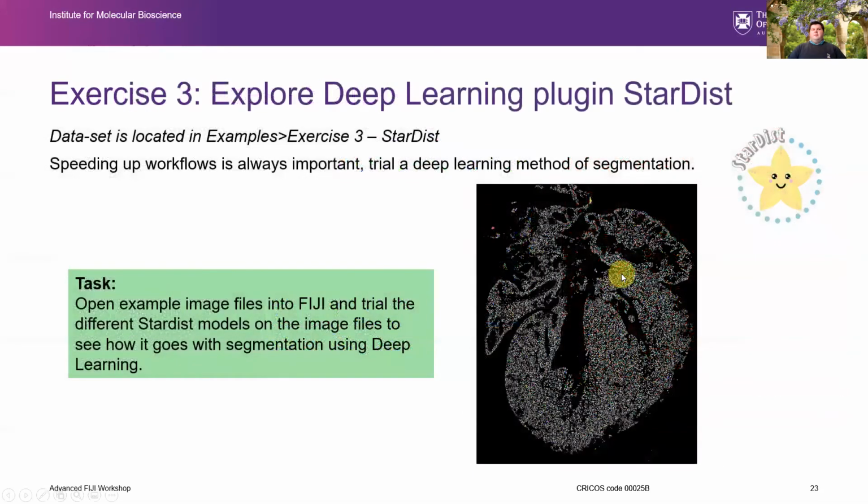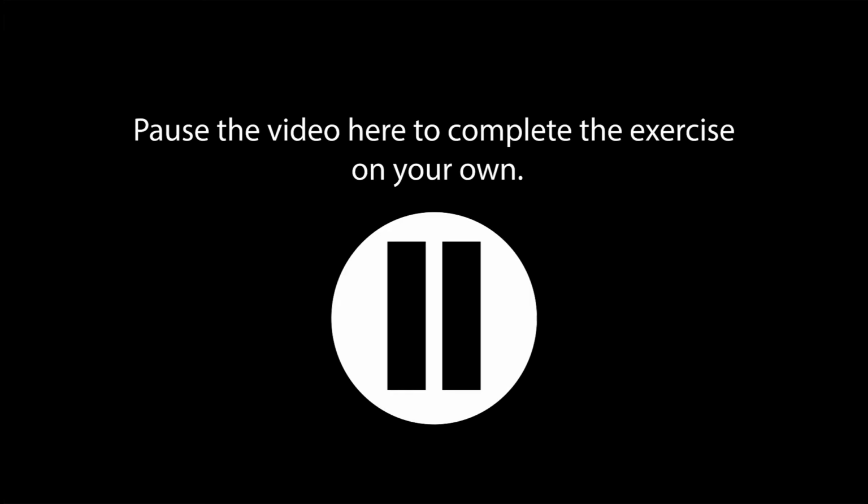So in this third exercise, we'll be opening up the heart tissue example data, and we're going to see how well StarDist works. And so you've likely only just come across this, and you can see that this is really nice, a deep learning method that speeds up your workflow. So again, if you want to pause the video and try this yourself, otherwise I'll go through it.